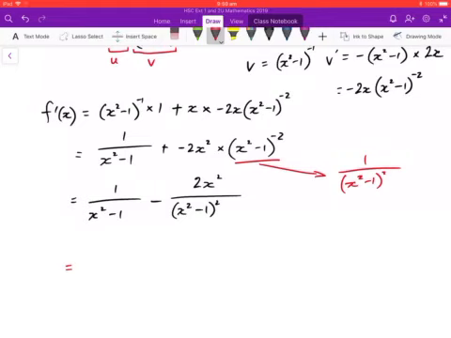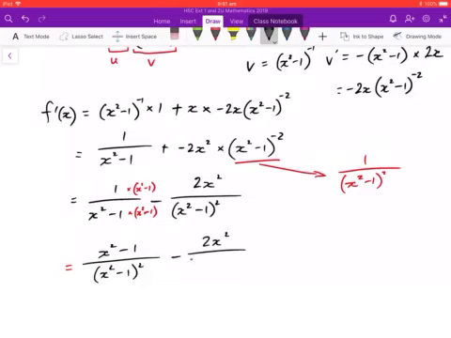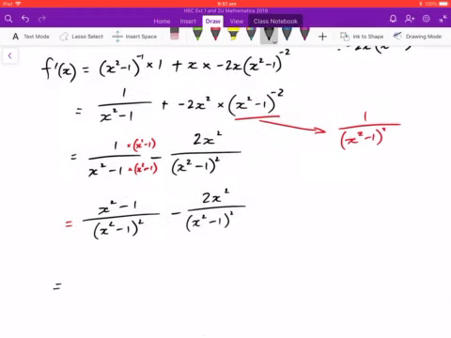Now again, if I wanted to make it into one fraction, I would need to do the following. Multiply the top by the same, so x squared minus 1 multiplied by x squared minus 1. That's how we change the denominator. I'm going to match up the x squared minus 1 to x squared minus 1 squared. It's going to multiply by another lot. So we're going to end up with x squared minus 1 over x squared minus 1 all squared minus 2x squared over x squared minus 1 all squared.